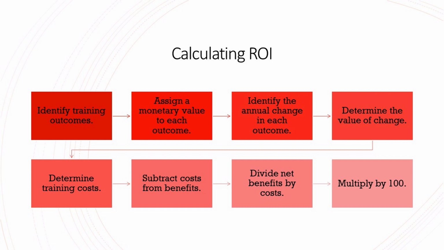productivity during trainees' absences. Finally, we can use the formula to subtract the total costs from the total benefits and divide the difference by the total cost of the investment. After multiplying the quotient by 100, we arrive at a percentage. Negative percentages mean the training program lost money. Positive percentages mean the organization gained money from the program.